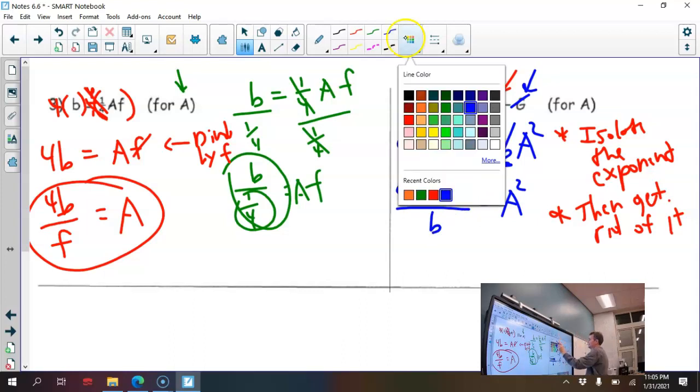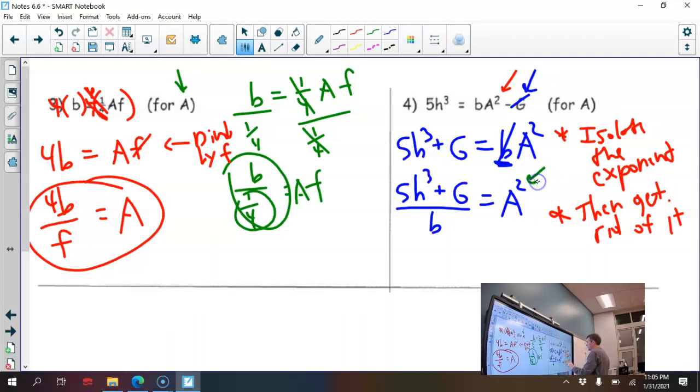And then finally, last up, I want to get rid of the exponent. So how do you get rid of an exponent? By taking a root. If the a has been squared, the opposite of squaring it is the square root. Taking the square root of both sides is what gets rid of the exponent. The square root and the square cancel each other out, leaving the a by itself. And this is what you get. You get the square root of 5h³ plus g all over b.